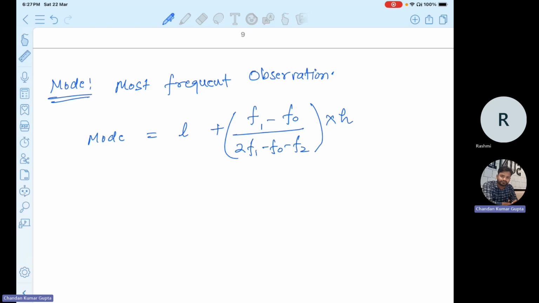In the median, we define those parameters with the help of the median class, but in mode, we first find the modal class. And the modal class is the class which has the highest frequency in the grouped frequency distribution. So we have class intervals and their corresponding frequencies. The class interval whose frequency is maximum among all the class intervals is called the modal class. And from that we are able to find L, which is the lower limit of the modal class.